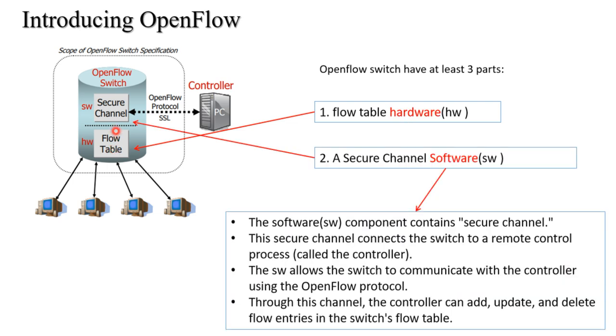And then we have the secure channel, which is in the software part. This one connects the switch to the remote controller. You can see here is a controller. This controller is connected to the OpenFlow switch using the secure channel. Through this channel, the controller can add, update, and delete the flow entries in the switch flow table.